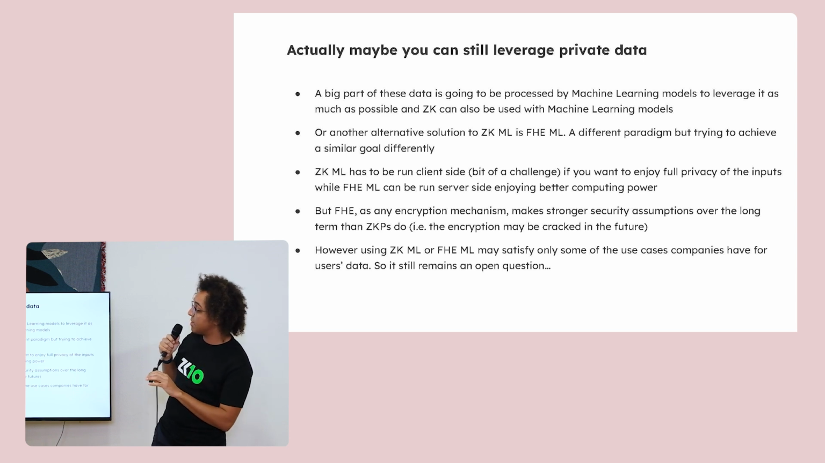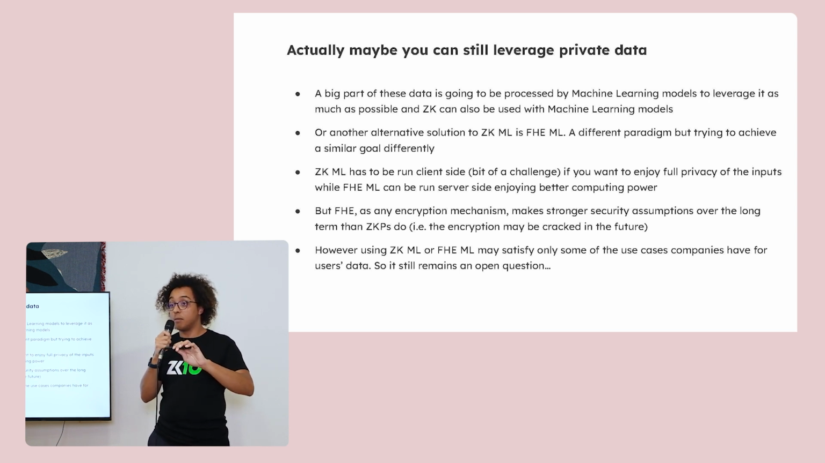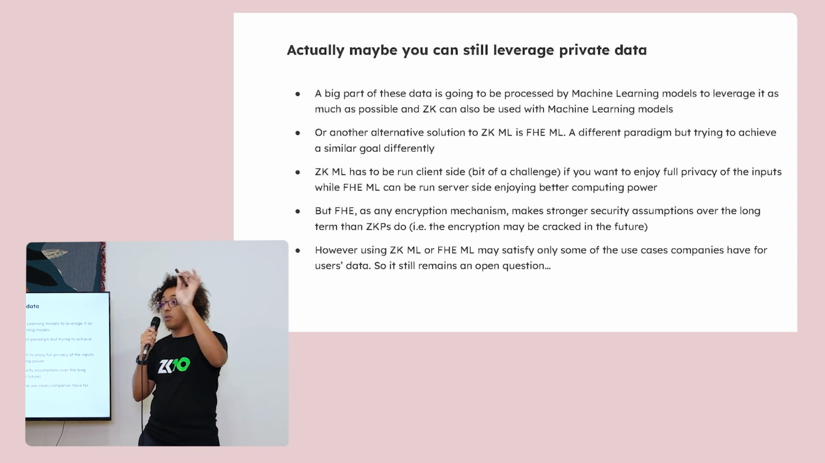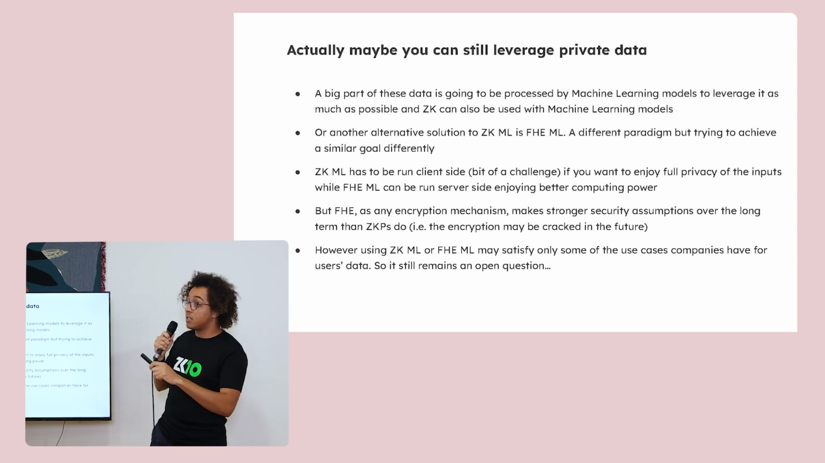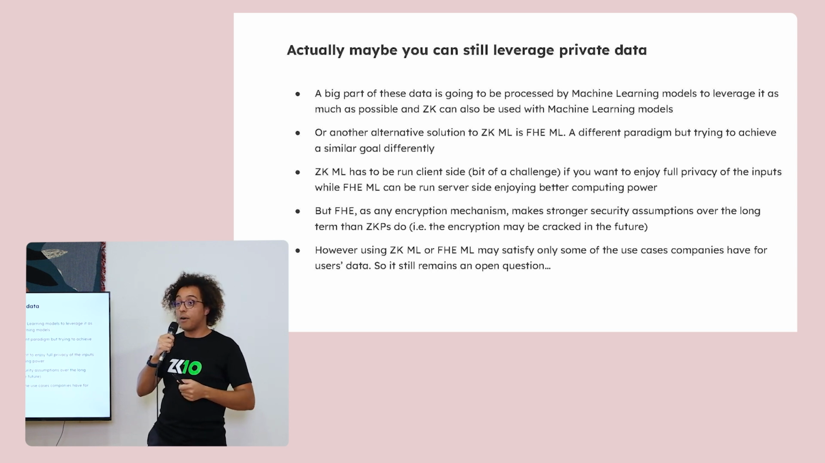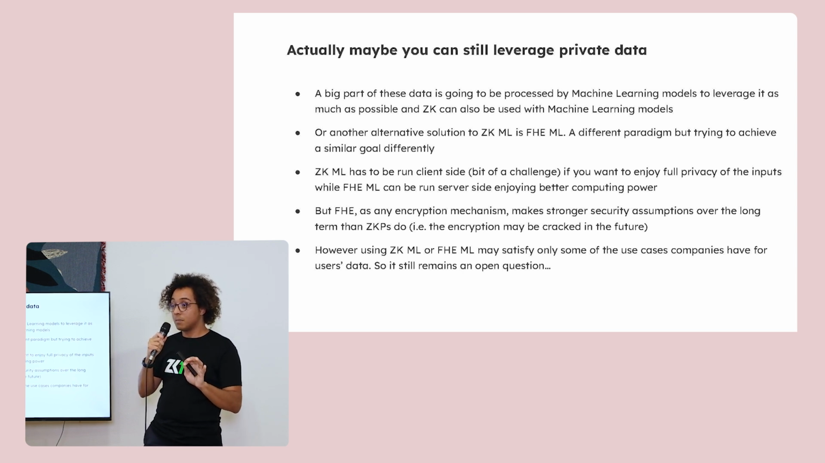Now, just to compare roughly, ZK ML has the disadvantage of having to be run on the client side, at least if you want to keep full privacy of the inputs. Otherwise, you would have to send the private inputs over the internet, which breaks the paradigm. FHE can be used on the server side, which means you can have more computing power, but you do have a stronger security assumption, because it's an encryption mechanism and one day it could be broken. The main advantage of ZK is that the private input is not encrypted and not sent anywhere. So essentially, it will never be revealed, even if you find a way to make a fake proof.